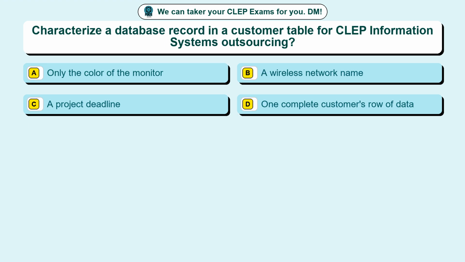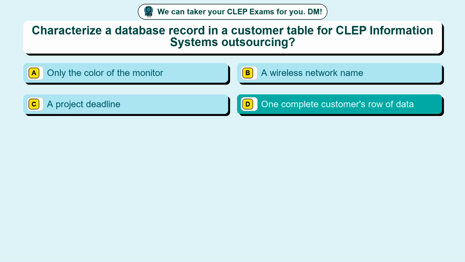Question 78. Characterize a database record in a customer table for CLEP Information Systems outsourcing. Option A. Only the color of the monitor. Option B. A wireless network name. Option C. A project deadline. Option D. One complete customer's row of data. The correct answer is option D. One complete customer's row of data.